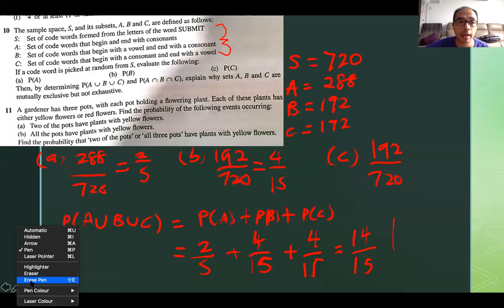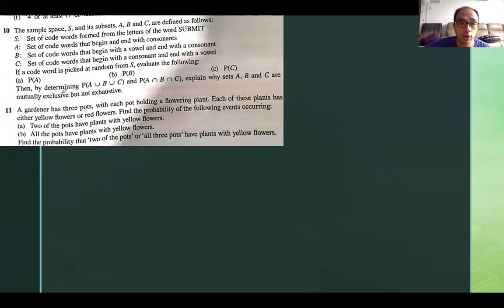Question number 11. So a gardener has 3 pots, each pot holding a flowering plant. Each of these plants has either yellow flowers or red flowers. Okay, this is very similar to, I'm not sure whether this is a past year SPM question or whether there was a trial question from some state that asked this. I remember seeing this question before, not in a textbook. Okay, so find the probability of the following events occurring. Okay, so the probability that 2 of the plants have yellow flowers. Okay, and all of the pots have plants with yellow flowers.